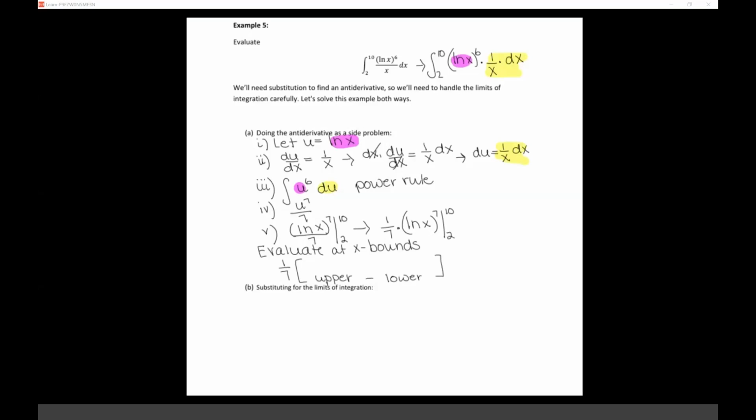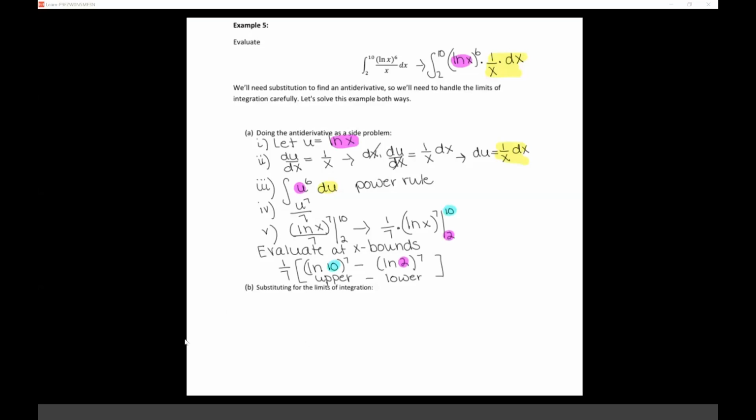So this is going to give me ln 10 to the 7th minus ln 2 to the 7th. Again, if you want to see where I'm substituting from, here's the upper bound, and here's the lower bound, and these are my original x bounds.